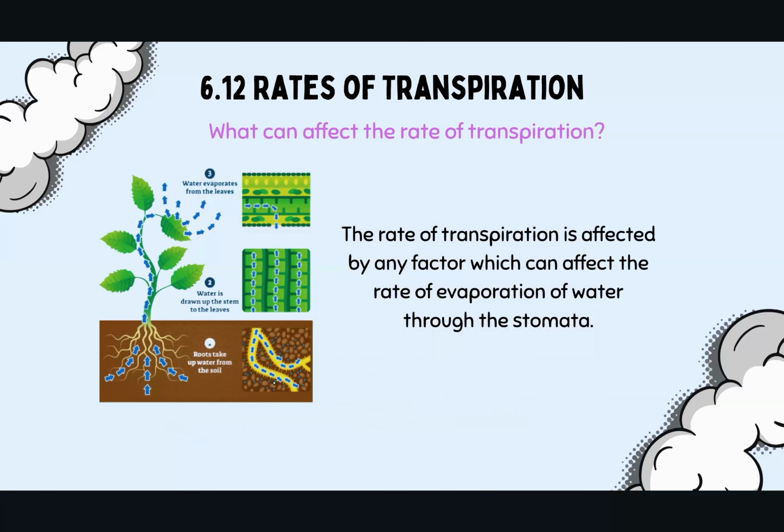Okay, back to combined and triple. So this is for everyone, combined, triple, foundation, higher, it doesn't make a difference. Now the specification point here is explain the effect of environmental factors on the rate of water uptake by plants, so the rate of transpiration. Explain the effect of environmental factors on the rate of water uptake by a plant and include light intensity, air movement, and temperature. So the rate of transpiration is affected by any factor which can affect the rate of evaporation of water through the stomata.